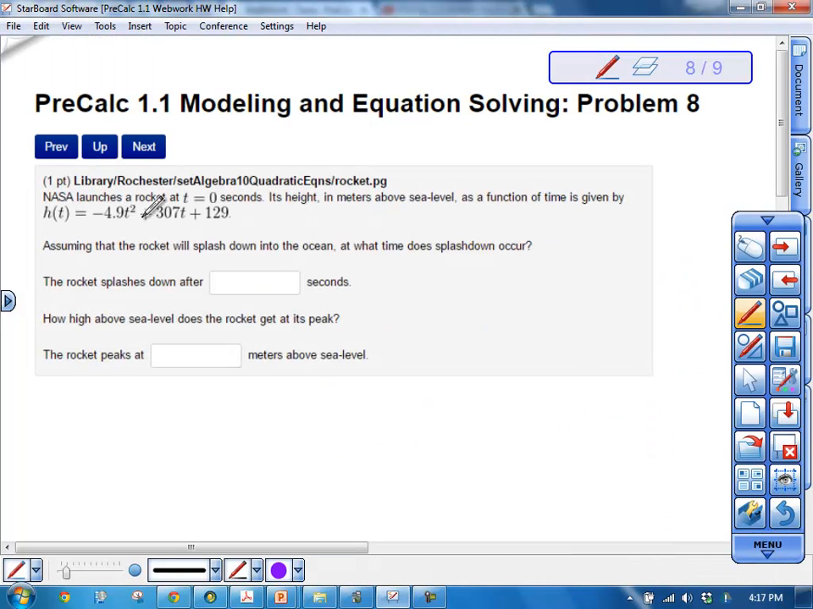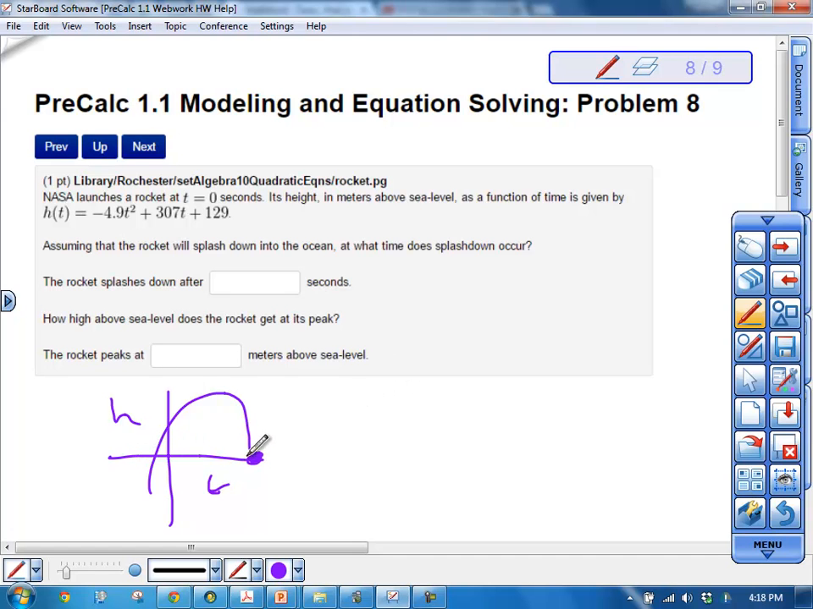Okay, the next problem says NASA launches a rocket at t equals 0 seconds. Its height in meters above sea level is a function of time given by this equation. Assuming the rocket will splash down into the ocean, what time does this occur? This is a parabola that opens downward, so this is time, this is height. When it reaches the ocean at sea level, it's going to splash into the ocean. That's the time. We're looking for that 0 right there. So to find it, we can use the quadratic formula and pick the positive solution, not the negative one. I guess that's probably the easiest.